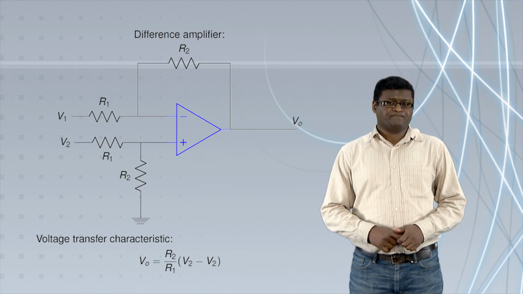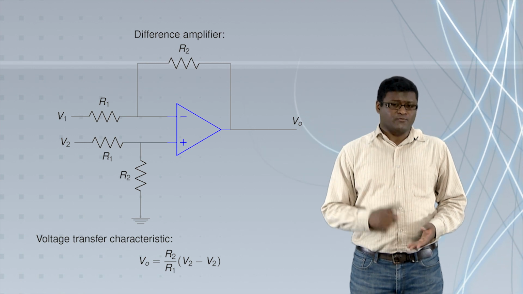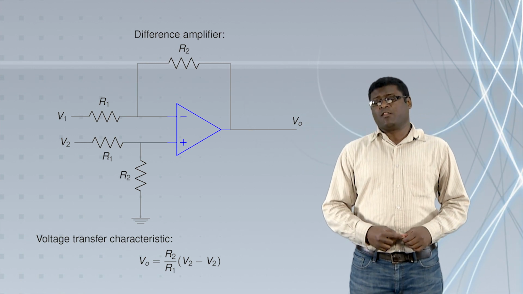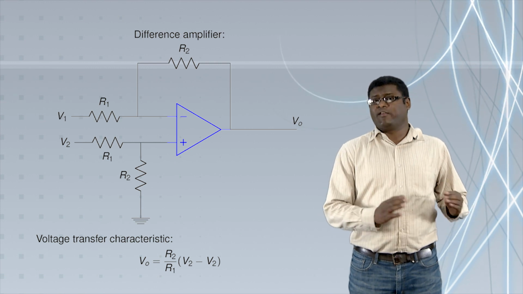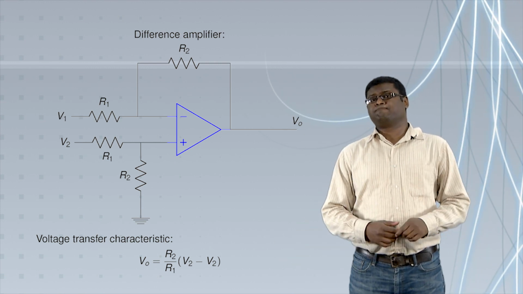Okay, we have seen an inverting gain amplifier and a non-inverting gain amplifier. So next thing we'll be looking at is the difference between 2 signals. Okay, this is the circuit which does this. There are 2 inputs, V1 and V2, and there's one output Vo. And the relationship between them is Vo is equal to R2 over R1 times (V2 minus V1).